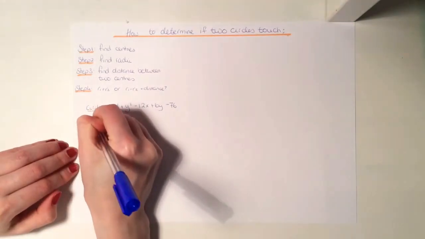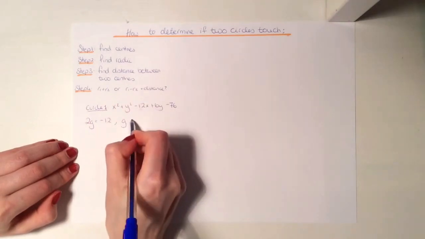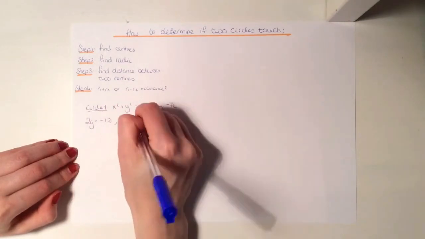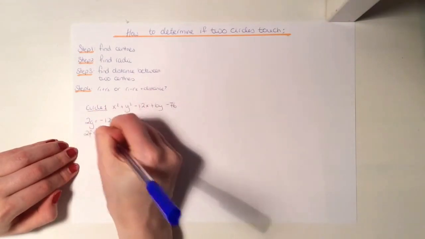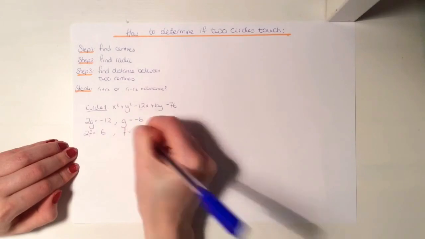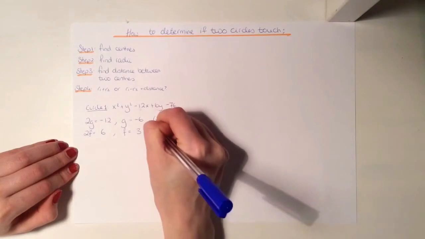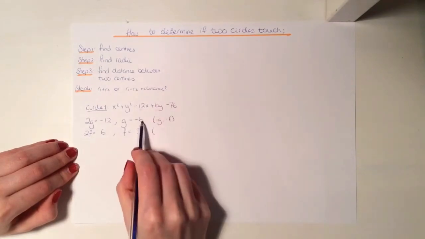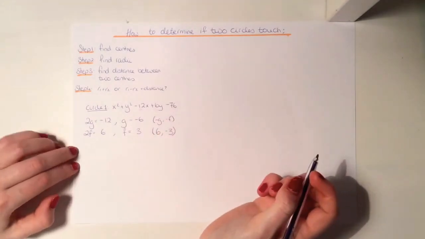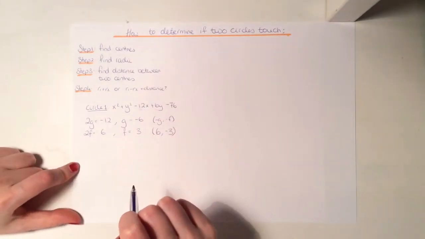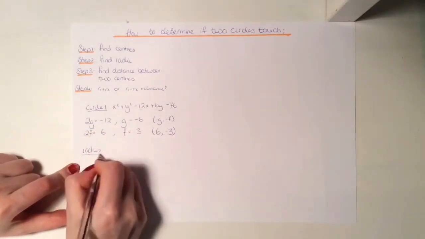So I've got 2g equals minus 12. Therefore g equals minus 12 divided by 2, minus 6. 2f equals 6. Therefore f is 3. So remember, your centre is minus g, minus f, so that's going to be minus minus 6, minus 3, which is 6, minus 3. Okay, so there's my centre for circle 1. And now on to step 2, find the radius.